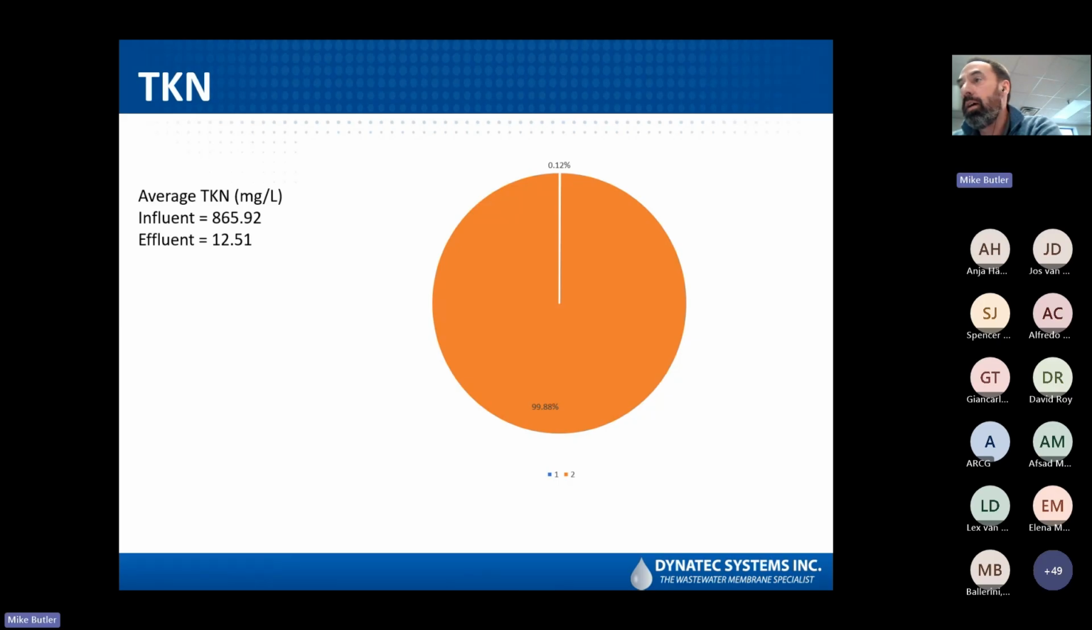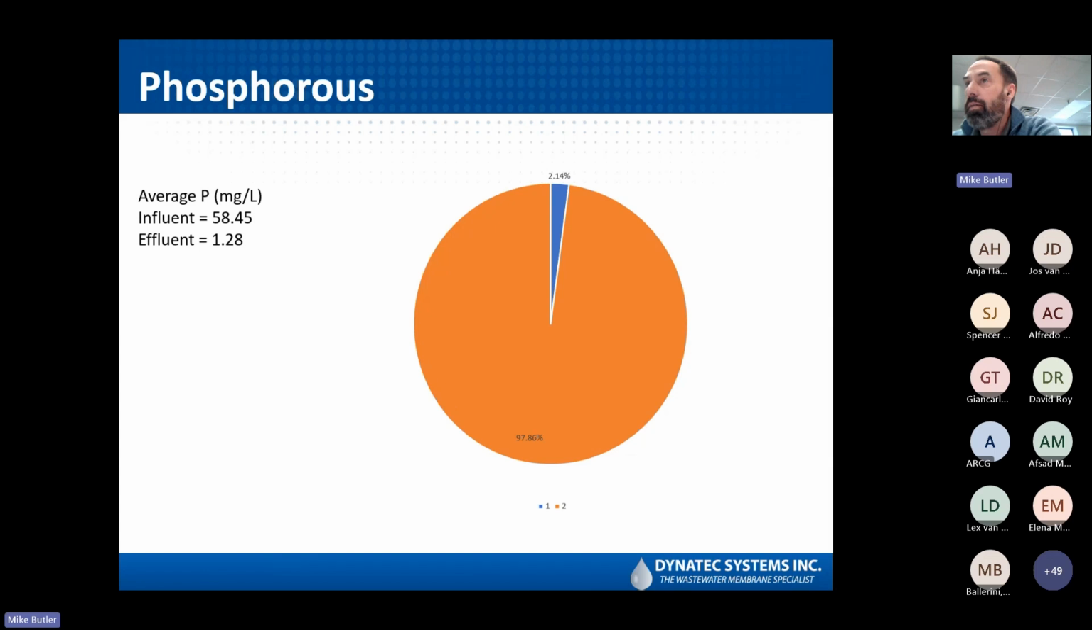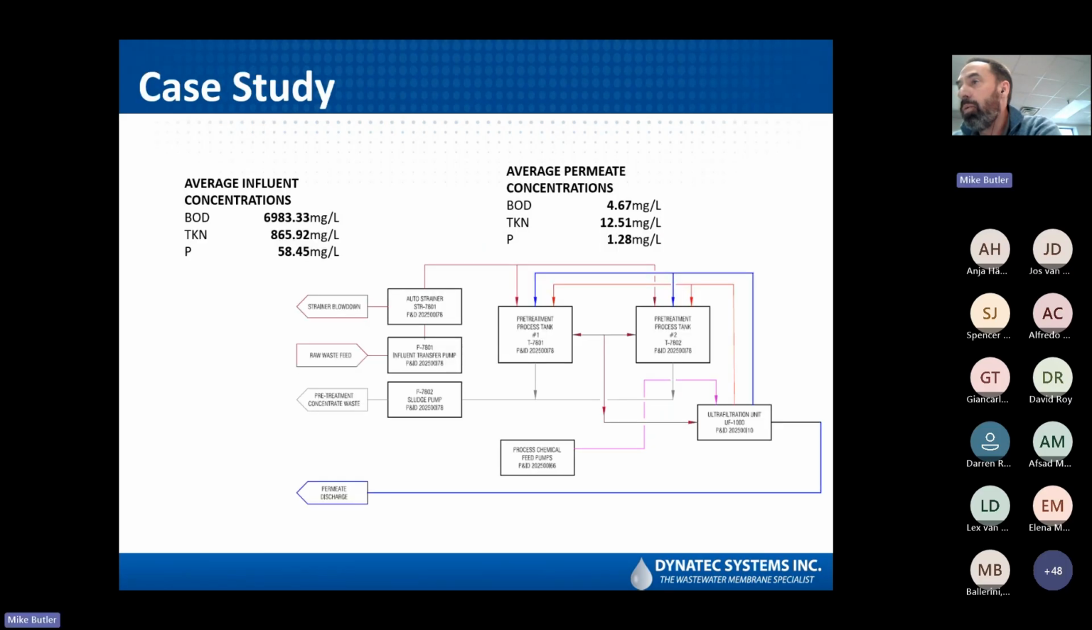Same for TKN. The average removal rate was 99.88% with just filtration, no biological treatment, no chemistry added. It's just a very simple process that gets very good results. And phosphorus wasn't quite as good as the other two, but still pretty good at 97.86% removal, 1.28 milligrams per liter in the permeate from the UF. So all three of those, it was really, really effective. And it's a simple process.